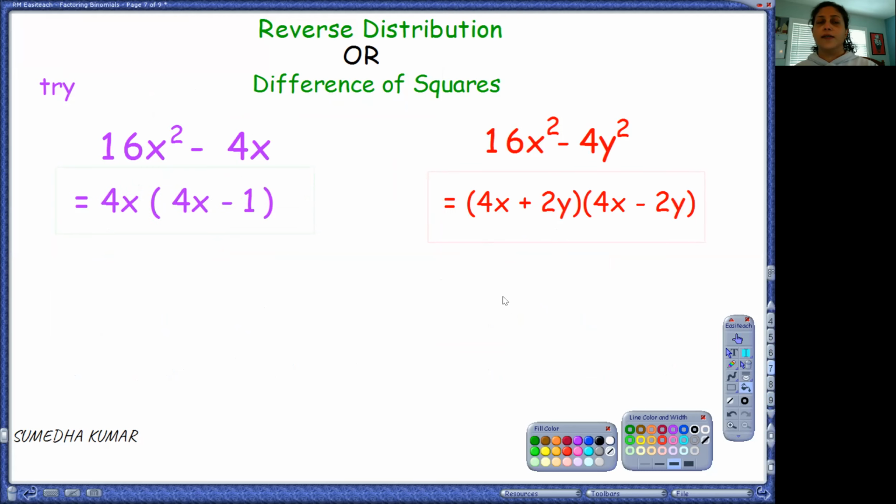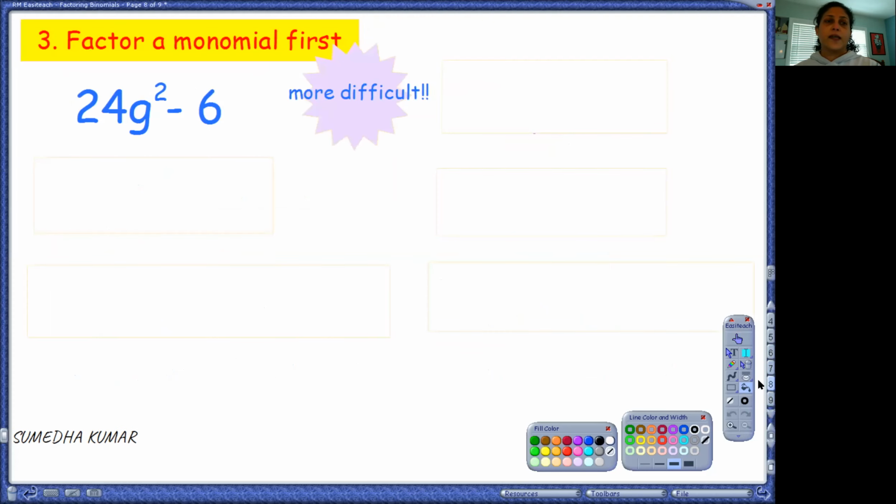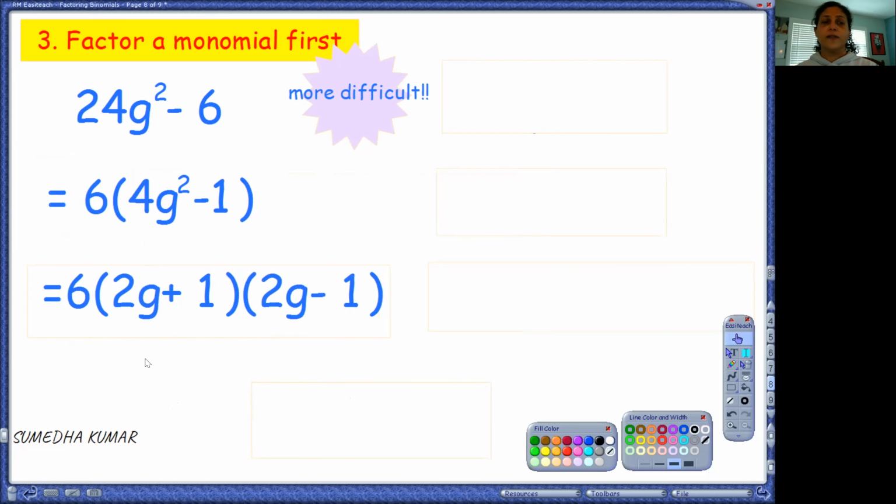And the answer is, the first one is a difference, but it is not a difference of perfect squares, so be very careful. The second one is a difference of perfect squares. And sometimes you may have to factor in a monomial first. Here, 24 and 6, they're not perfect squares, even though g squared is, but there is a common factor, which is 6. And so inside we get 4g squared minus 1, which are, each term is a perfect square inside. So we can factor it a little further, and it becomes 6 times 2g plus 1 and 2g minus 1.